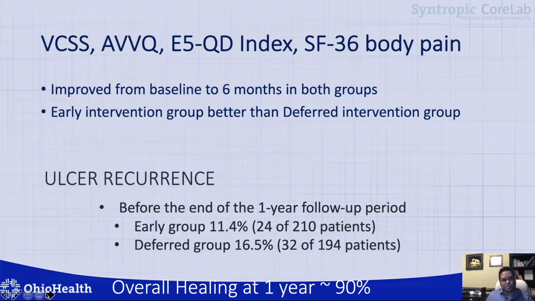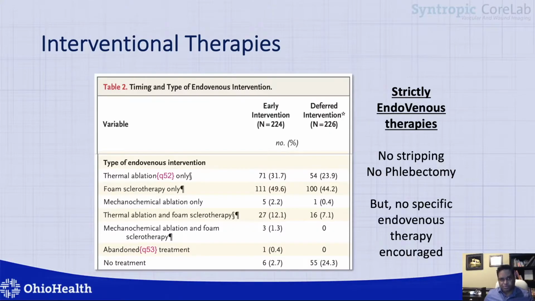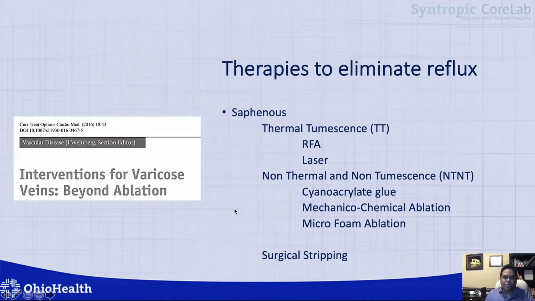When you looked at the patient-reported outcomes such as the VCSS score, the EQ-5D, SF-36, all of these improved in both groups, but the early intervention fared better than the deferred group. When you look at the types of interventions done, it was not just thermal ablation. Regardless of what endovenous therapy was used, there was improvement in these patients in both cohorts, earlier and deferred groups, but the earlier group fared better.